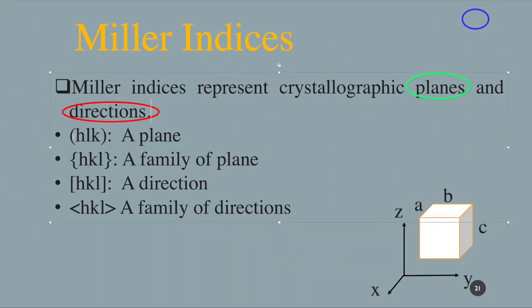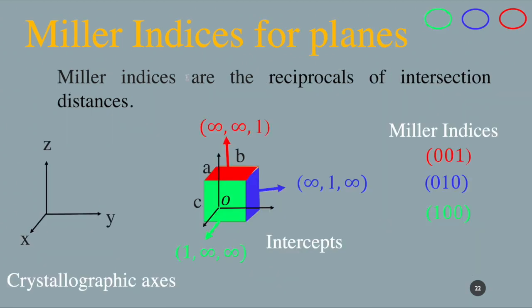When it represents the plane, this kind of bracket is used, (hkl), and a family of planes is represented by this kind of bracket. And to represent the direction, we use square brackets like this, and to represent a family of directions, we use this kind of bracket. So let's understand what that means. Miller indices are the reciprocals of the intersection distances.